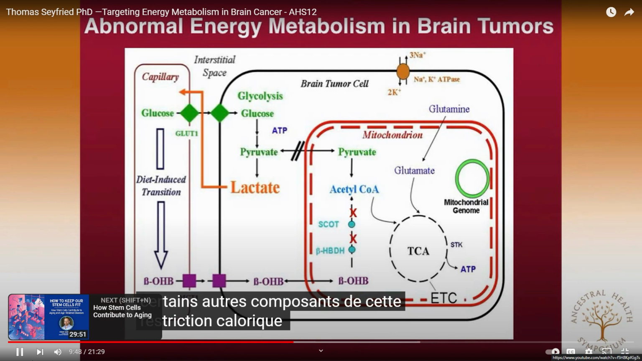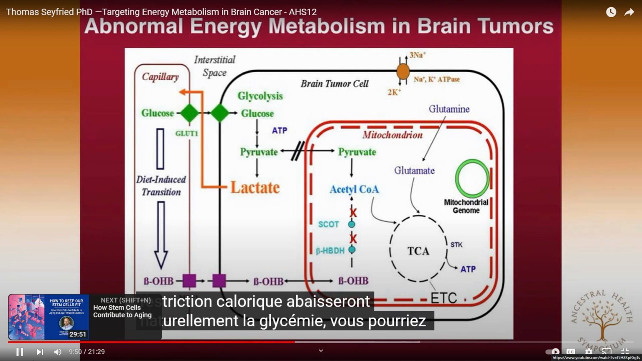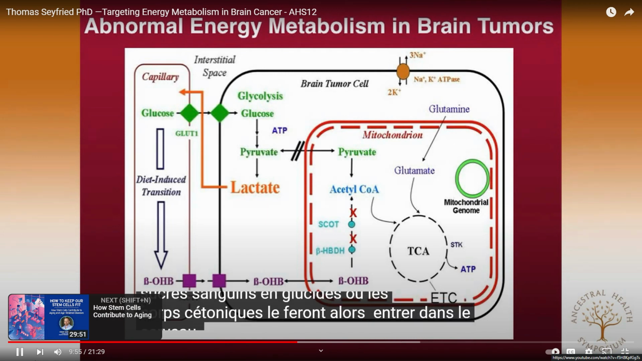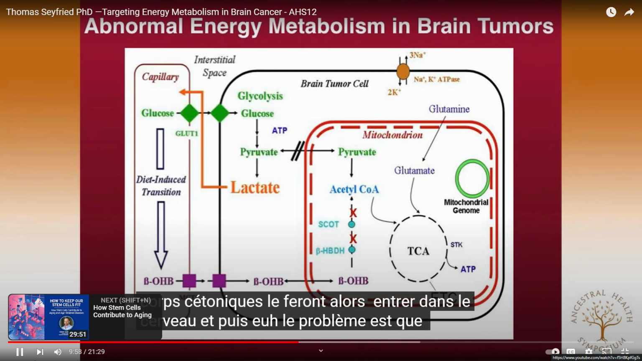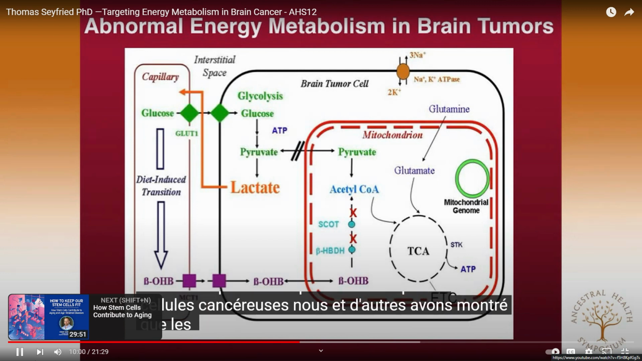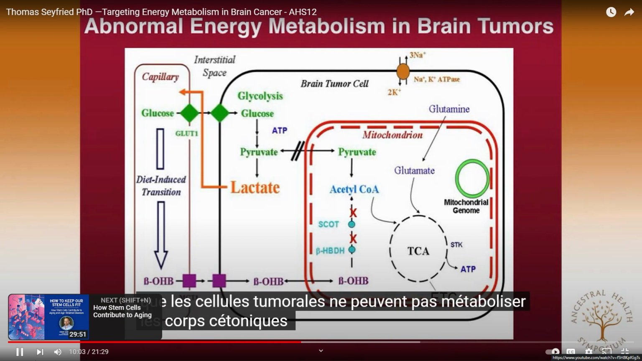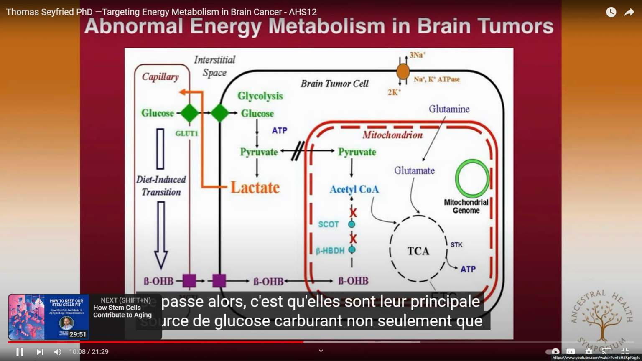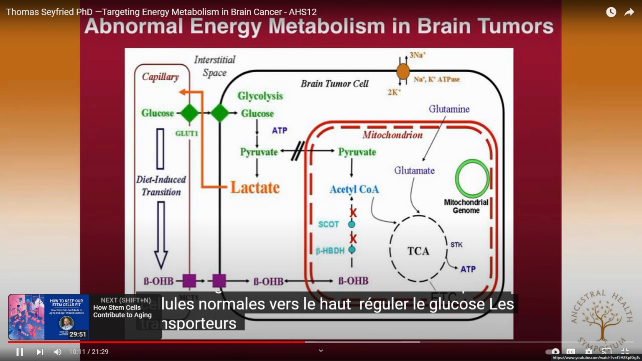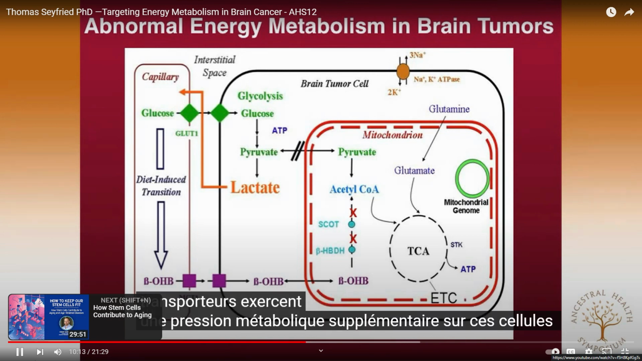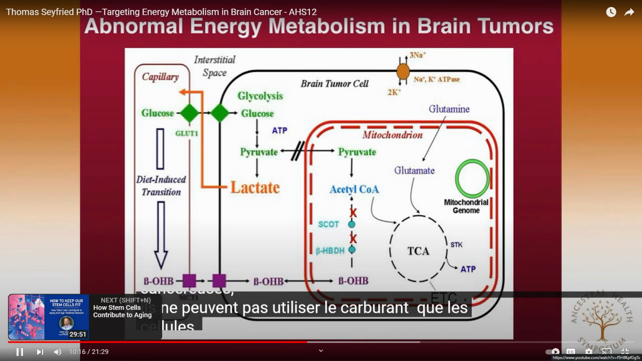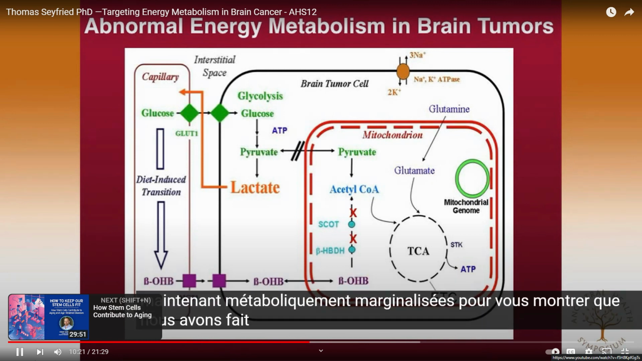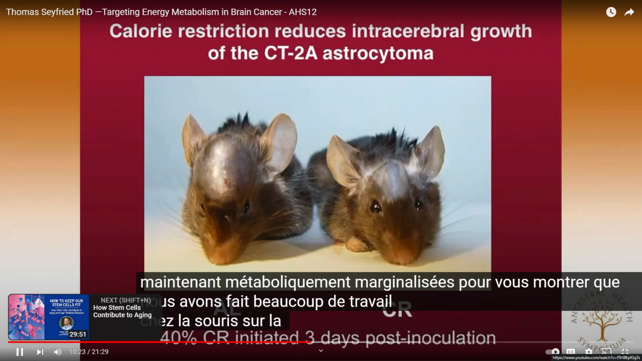Calorie restriction will lower blood glucose levels naturally. You can bring those blood sugars down, and ketone bodies will then enter into the brain. The problem for the cancer cells is that we and others have shown that tumor cells cannot metabolize ketone bodies for energy. Their main source of fuel is glucose. Not only that, the normal cells upregulate glucose transporters, putting additional metabolic pressure on these cancer cells. They can't use the fuel that the normal cells are using. They become metabolically marginalized.